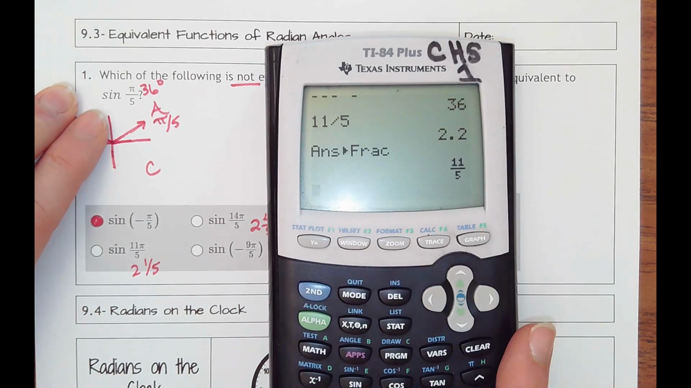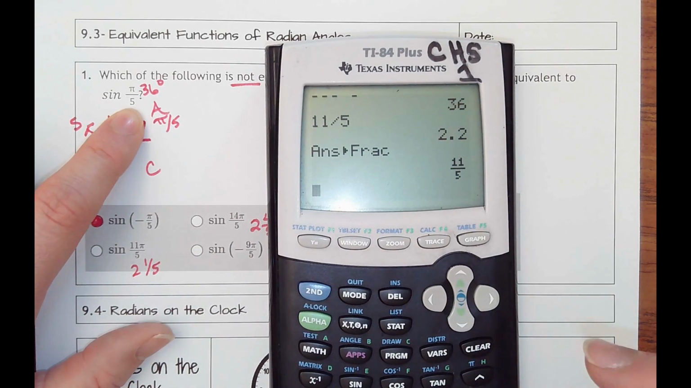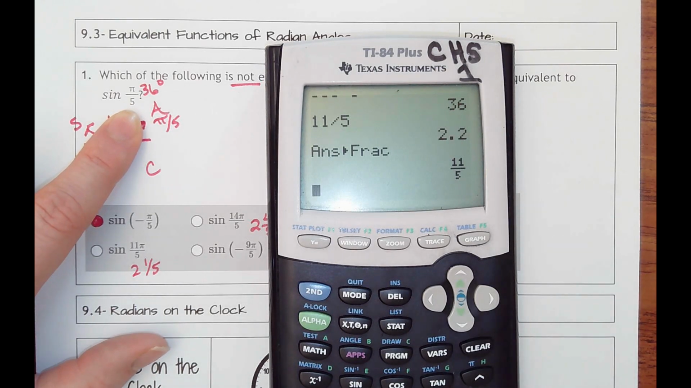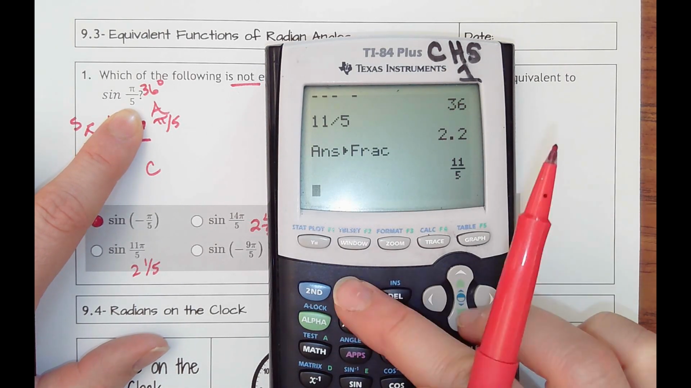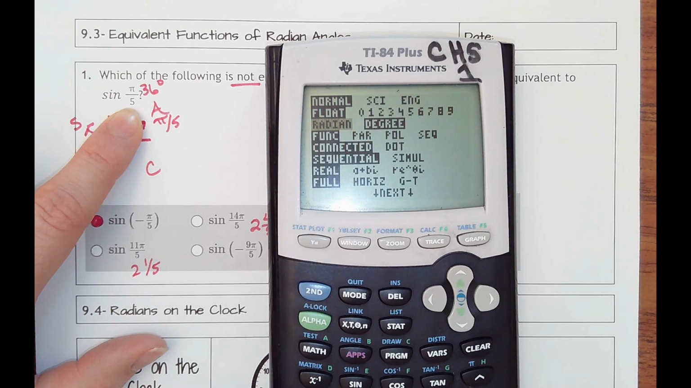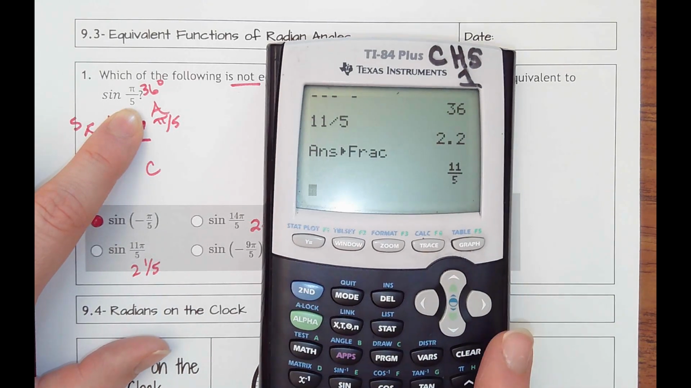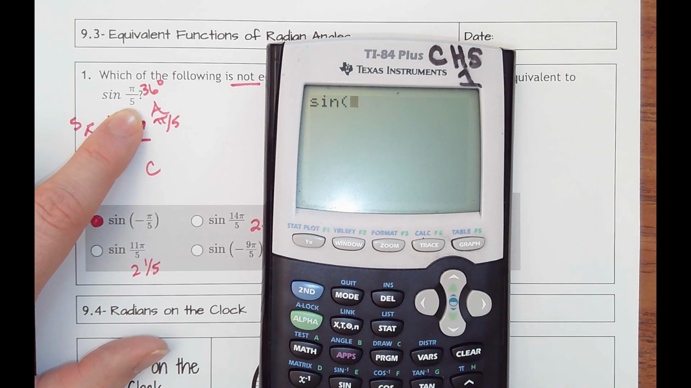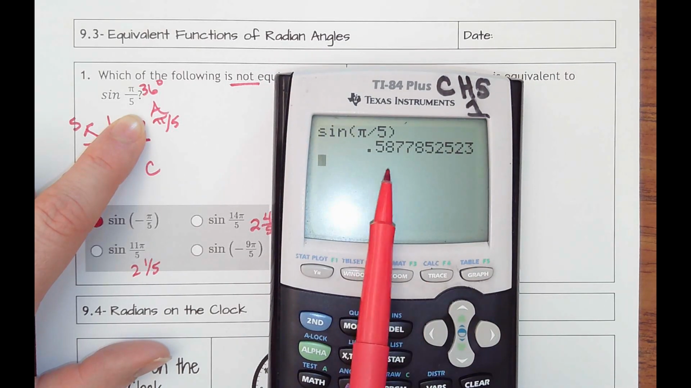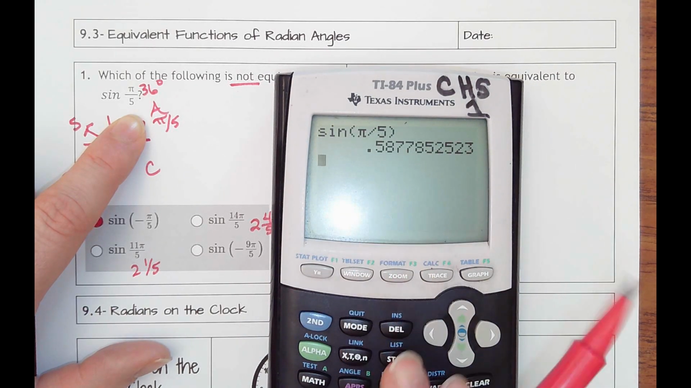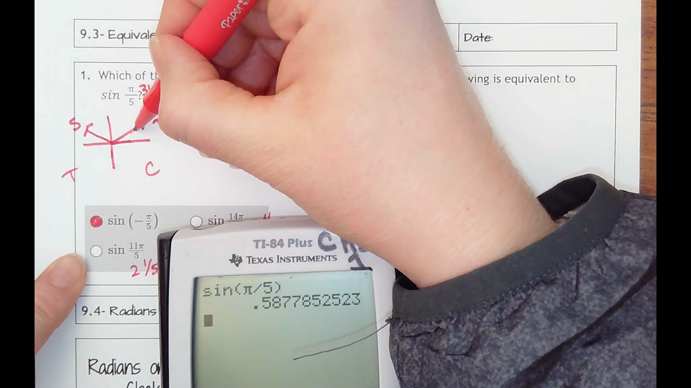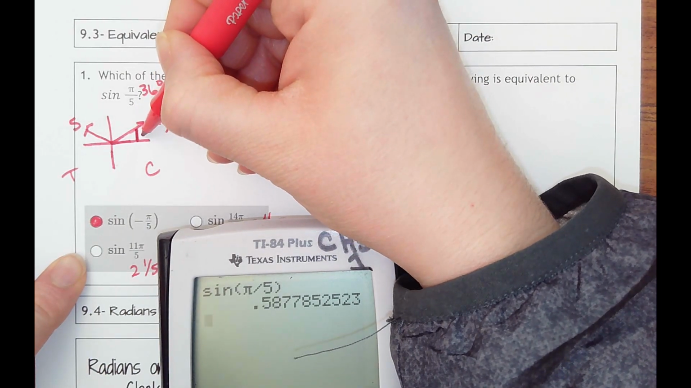What I do is, if they're giving me pi, that is a radian measure. So I need to go to my mode and change it into radian, and remember that you're doing this. I'm going to second quit out of that. I'm going to hit sine of pi over 5. This is going to give me a decimal. This is saying this is the length of the opposite side of our triangle, so my y value right here.